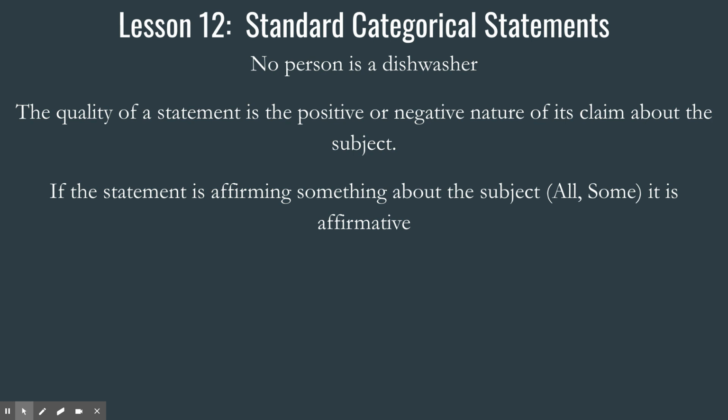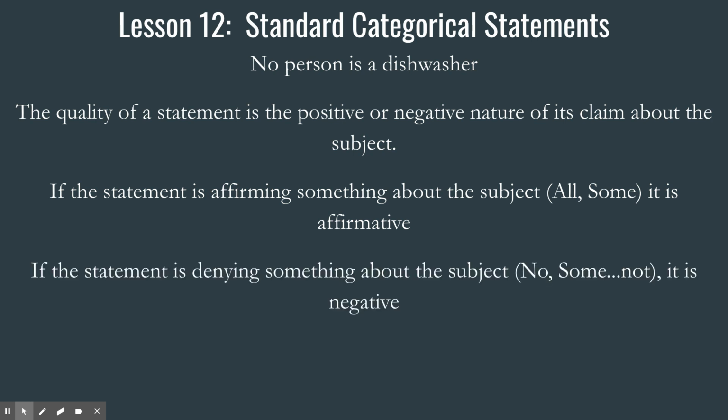All people are dishwashers. I'm affirming something about people. They are dishwashers. Or I'm affirming something about some people. Some of them are dishwashers. So that is what we would call an affirmative statement. All S are P and some S are P, those are affirmative statements.